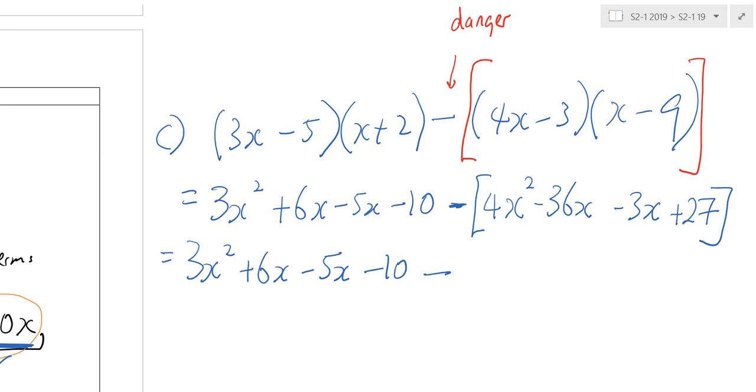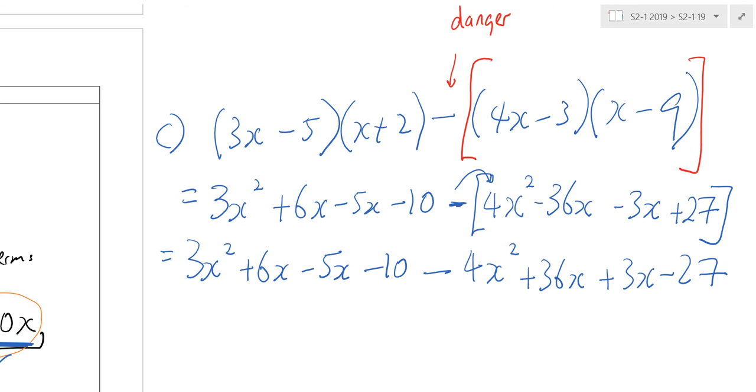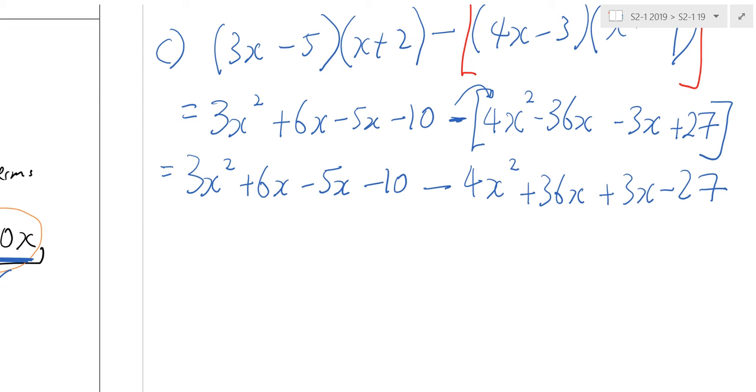Minus. Felicia, minus times 4x will give you? Minus 4x squared plus 36x plus 3x minus 27. Who is confused here? Who doesn't understand, doesn't agree? Can all understand? The next one is a calculator game already.